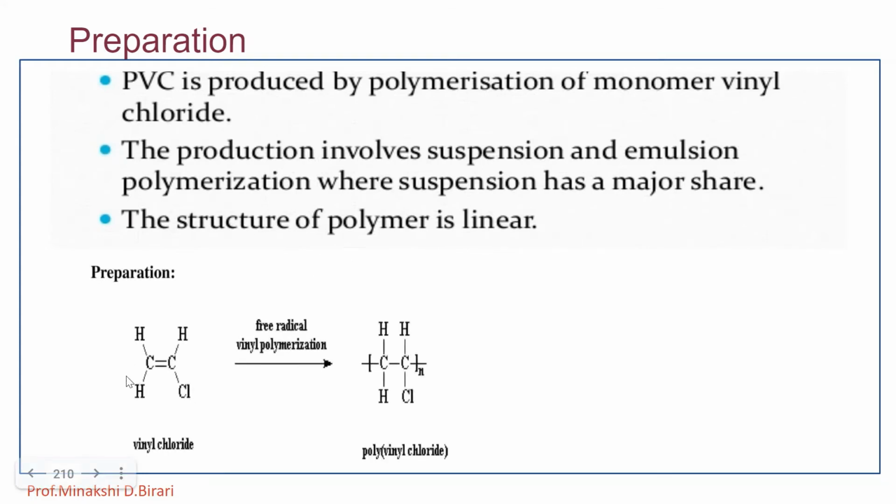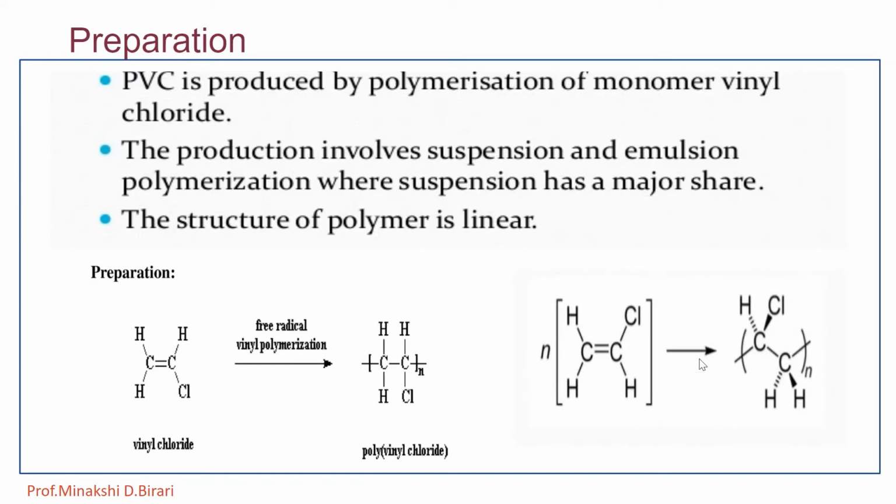So when we use the monomer vinyl chloride, it undergoes free radical addition polymerization to give polyvinyl chloride, which is a polymer, and the structure of the polymer is linear. So a number of vinyl chloride units join to each other to form the polymer PVC, polyvinyl chloride, either by suspension polymerization or by emulsion polymerization. It involves free radical vinyl polymerization to form the polymer polyvinyl chloride.